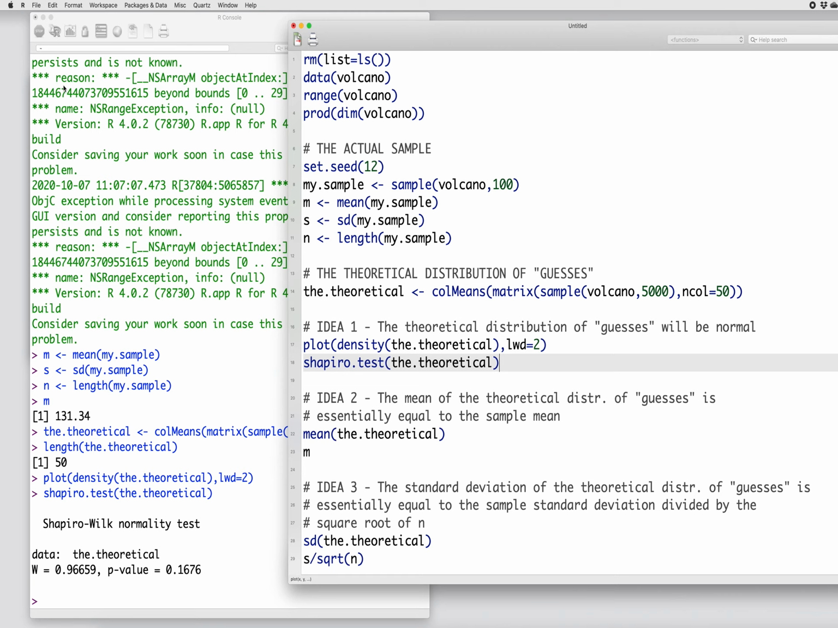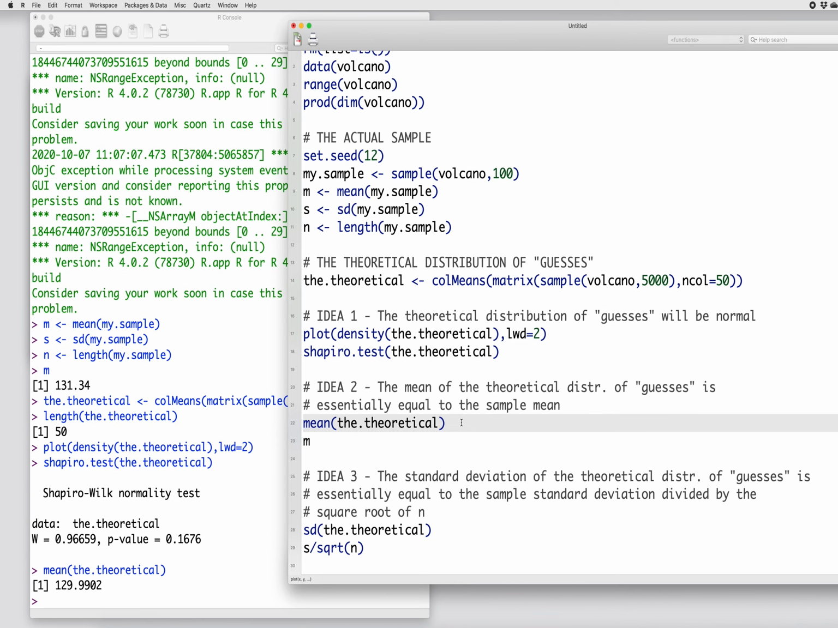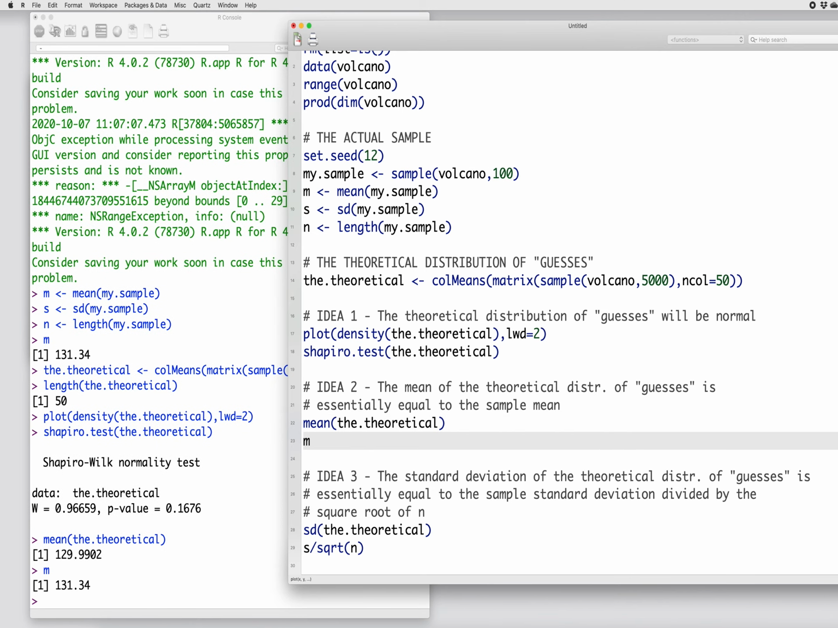just as the central limits theorem posits. The second idea is that the mean of the theoretical distribution of guesses will be essentially equal to the sample mean. So here is the mean of our theoretical distribution of guesses, 129.9, or essentially 130, and the actual mean from our sample is 131. So they are very close to each other, right? We can use the estimate of our sample mean as the mean of the theoretical distribution of guesses.